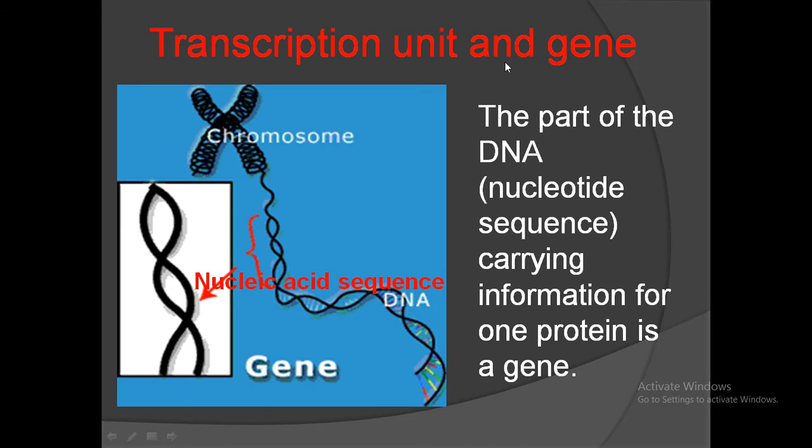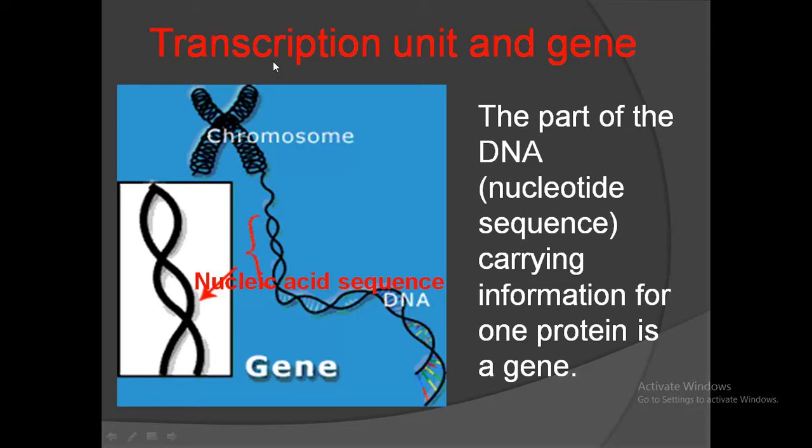Transcription unit and gene. Before we learn the transcription unit, we must know what a gene is. A gene is a part of DNA, a small part of DNA carrying information for the production of one protein. This is called a gene. So this carries information for the formation of one protein, and this is followed by another gene. Now you can understand what a gene is.